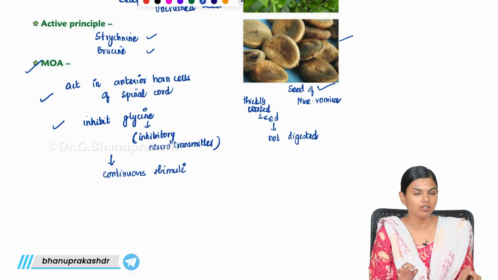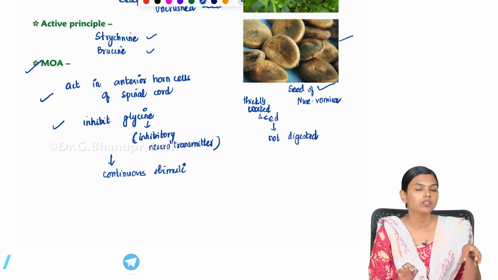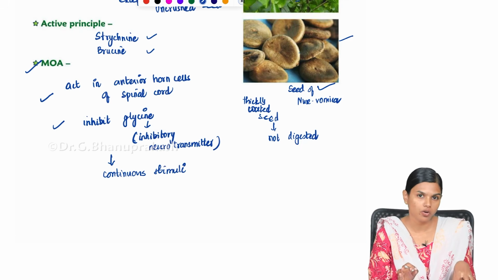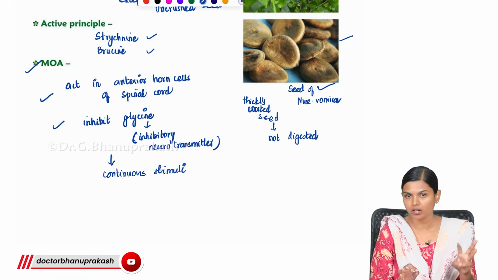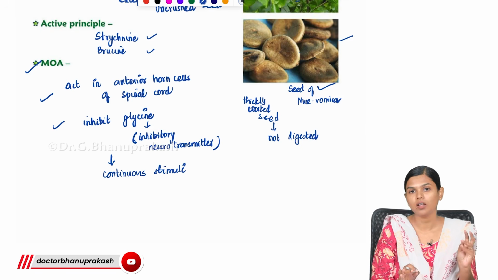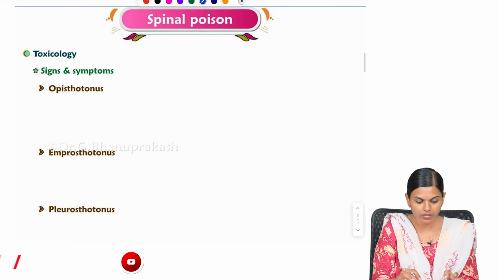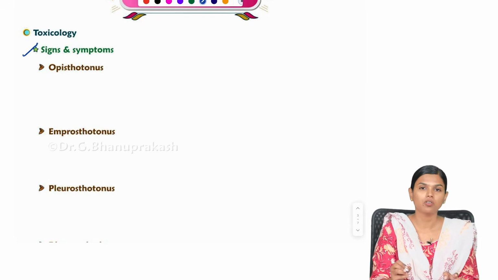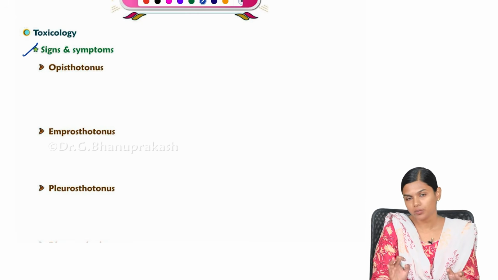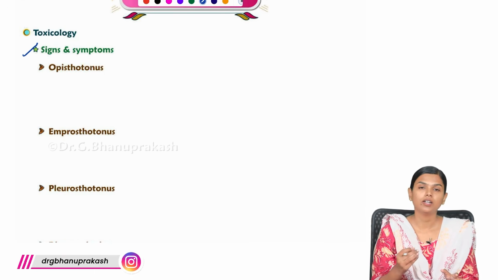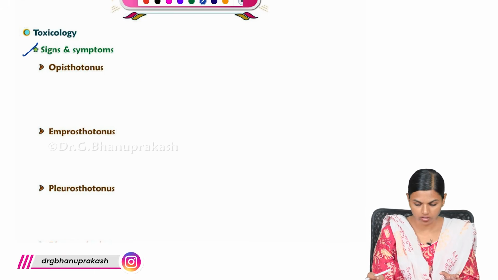Since it is acting in the spinal cord, we call it a spinal poison. And the active principle that is leading to this poison and toxicity is strychnine and brucine, mostly strychnine and to an extent brucine. So this is the main thing that we have to remember in this. Now we are going to the signs and symptoms of this toxicity. If someone is presenting with these signs and symptoms, then you can definitely say that it is a case of nux vomica toxicity. So what are those signs and symptoms?